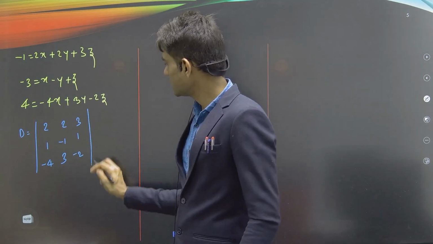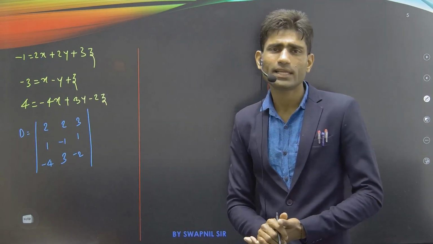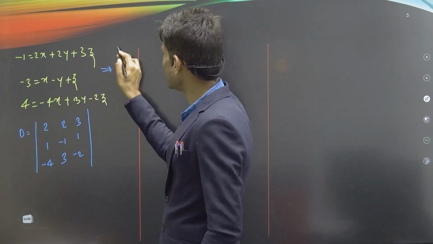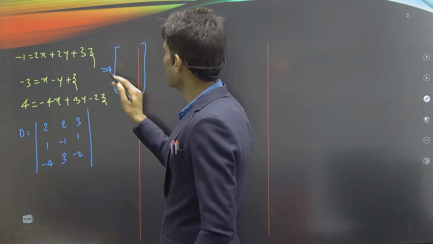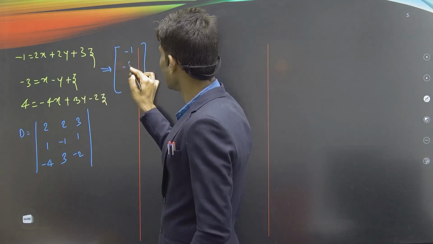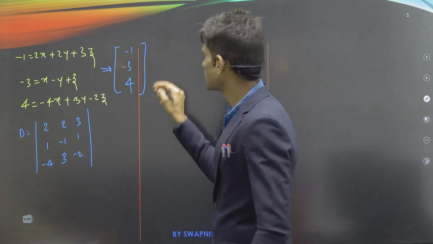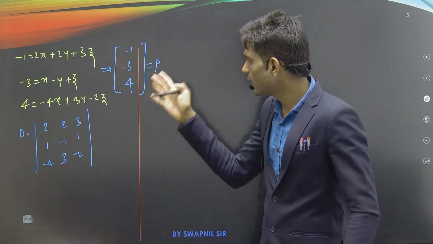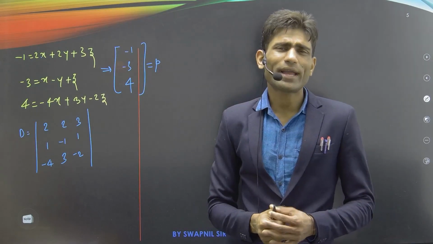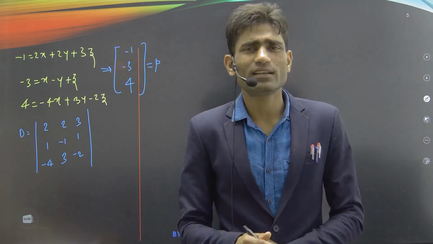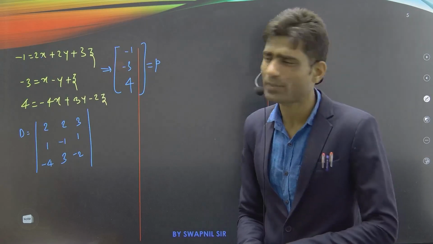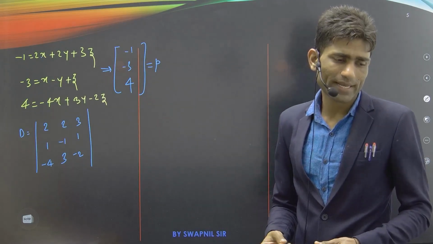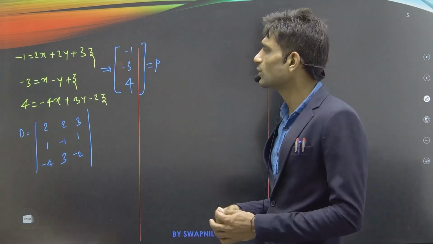This is our determinant D. And on the other side of that determinant, it is represented as minus 1, minus 3 and 4. Consider this one as P. So we have the value for D and we have the value for P. I consider this P just as a variable, and I named it P because pronouncing it again and again would be time-consuming.